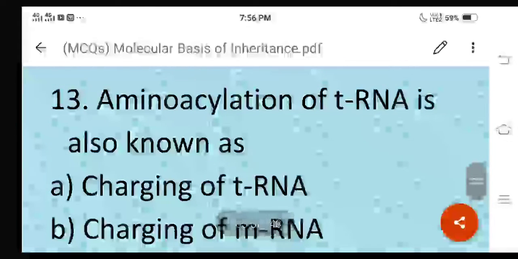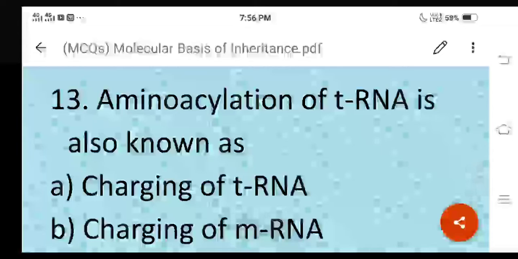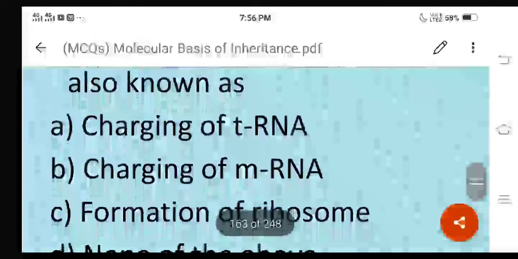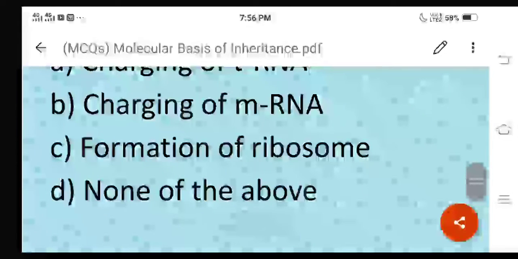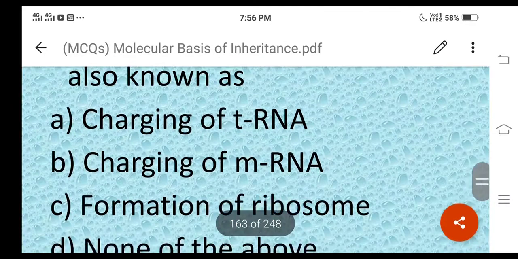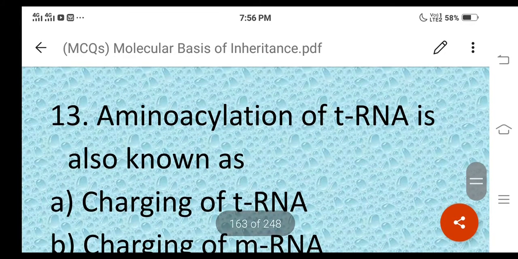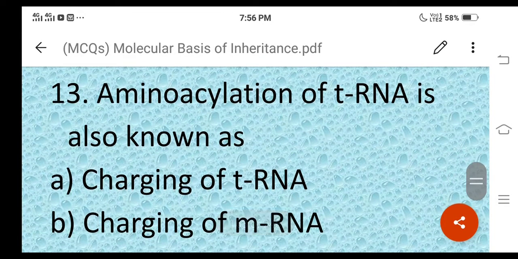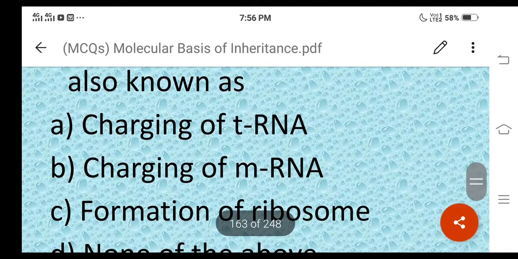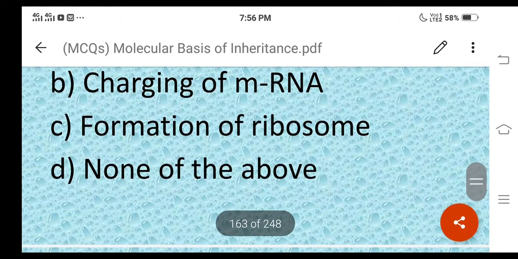Then the 13th question, aminoacylation of tRNA is also known as: charging of tRNA, then charging of mRNA, then formation of ribosome, none of the above. Here for question number 13, option A is the correct answer. It is also known as charging of tRNA, right? Then let us move on to the next question.